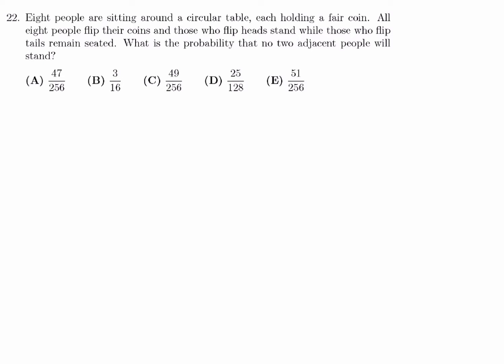Eight people are sitting around a circular table, each holding a fair coin. All 8 people flip their coins, and those who flip heads stand, while those who flip tails remain seated. What is the probability that no 2 adjacent people will stand?